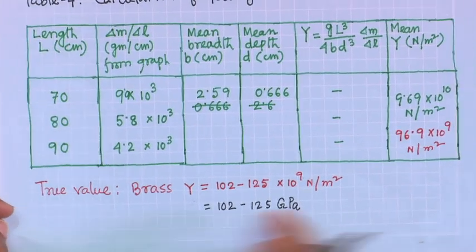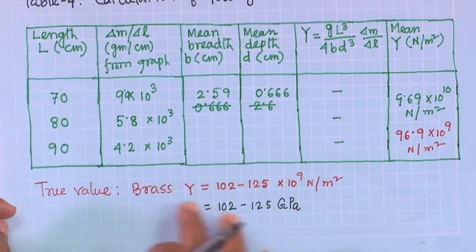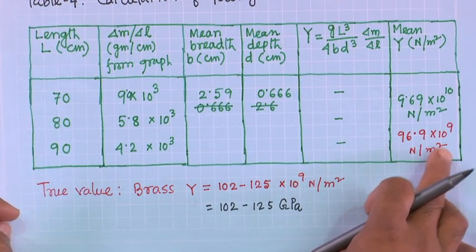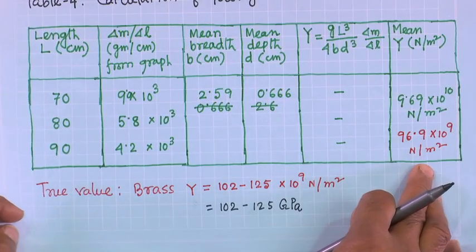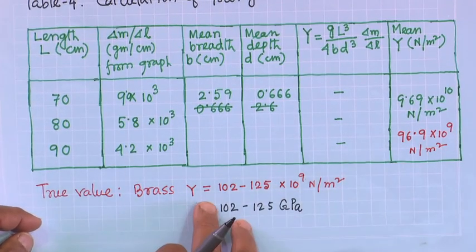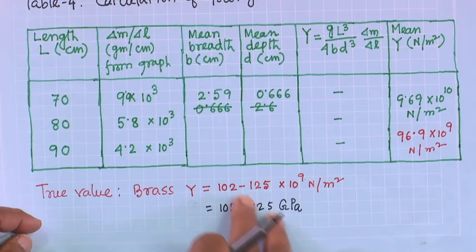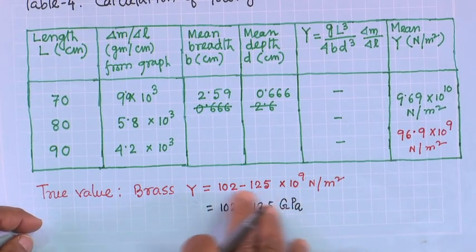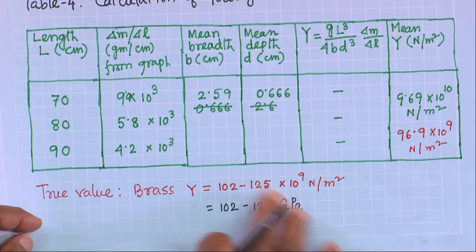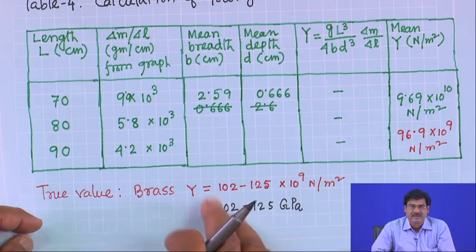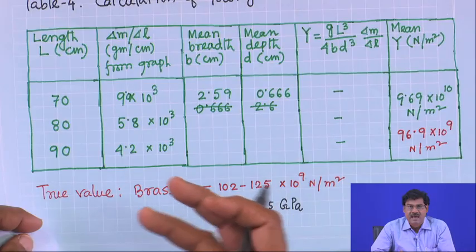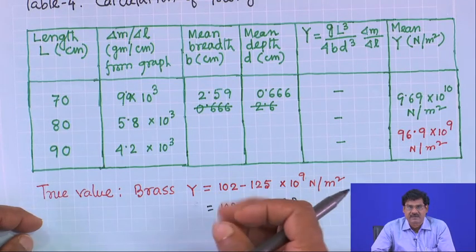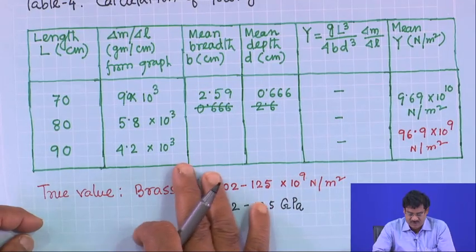Okay. To compare with this true value, that is why I have written in the same format, into 10 to the power 9. So, our result is quite good, because this is 102. One has to understand why the range is given: because brass is not a pure material, it is basically an alloy of different materials. I do not remember exactly the composition of brass.